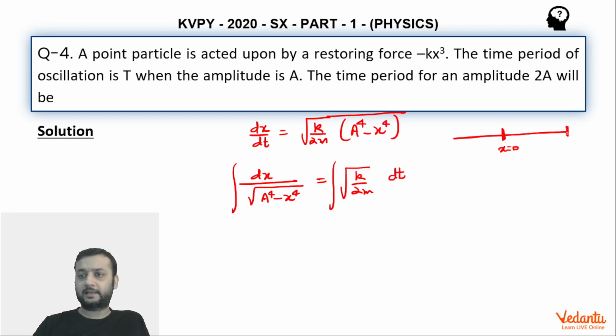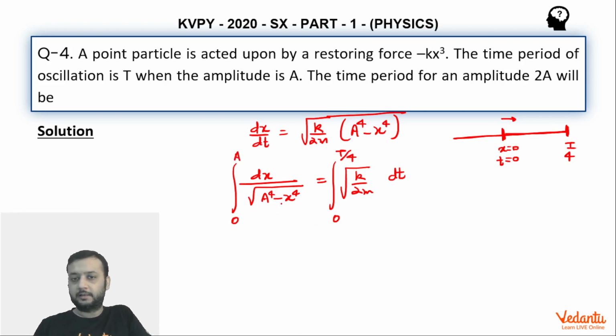So we are sure that particle will reach here at capital T by 4, correct? Because if the particle was here at t equals to 0, then particle will reach at its positive extreme at T by 4. We also assume that particle was moving in this direction. So basically particle will reach here at T by 4, then it will return and it will complete its oscillation in capital T time. So let's say particle was here at t equals to 0, and this limit was 0. Again, particle was here at capital T by 4, and this will be x equals to a, right? Now let's integrate this.